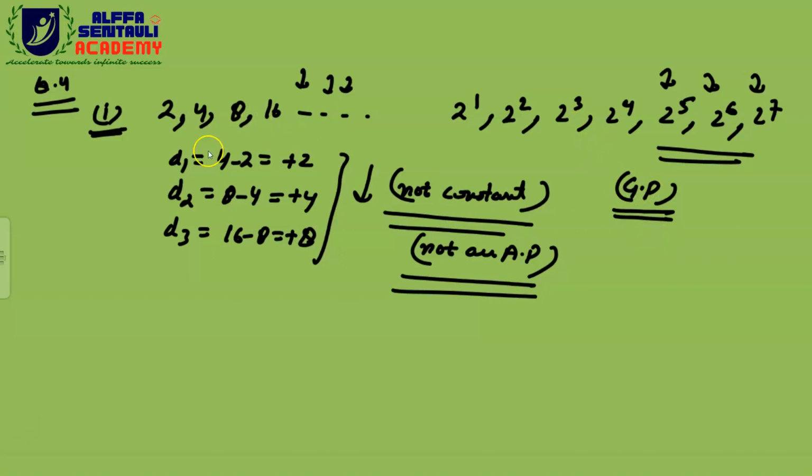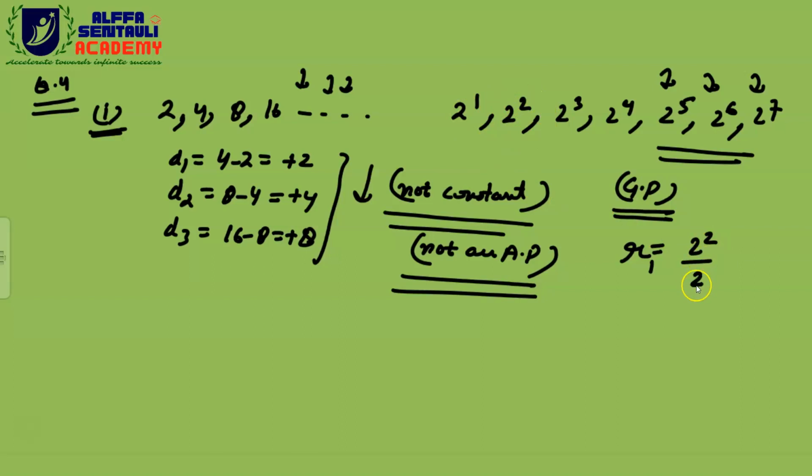You see, in AP we get the concept of common difference, right? That is second term minus first term, third term minus second term, fourth term minus third term. All the differences should be constant, right? But what happens in a GP? There is a concept of common ratio. Let's suppose if you want to find common ratio, then common ratio R1 should be what? The second term divided by first term.